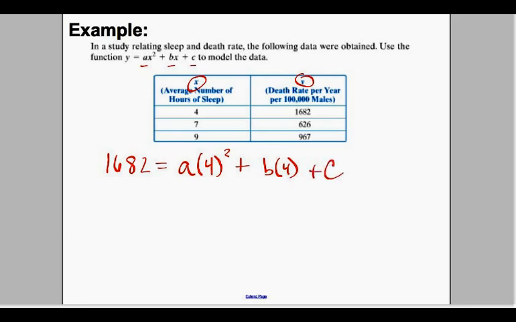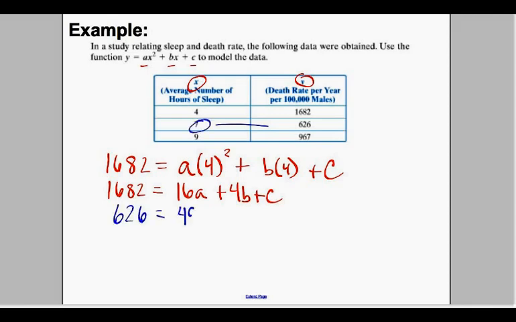So 4, 1,682 for y. And then we have a times 4 squared plus b times 4 plus c. Now I'm going to quickly rewrite this in what is more standard form: 1,682 equals 16a plus 4b plus c. So that's my first equation when I plug in x and y. I'm going to do the same thing with the next x and y pair. So I'm going to get 626 equals, let's see, 7 squared is 49a plus 7b plus c.